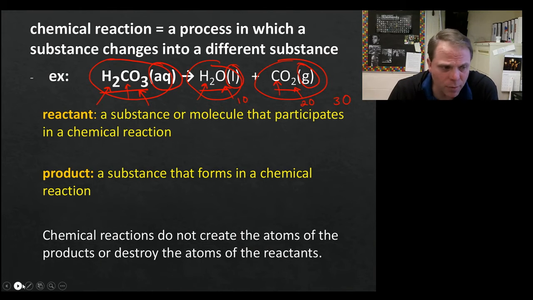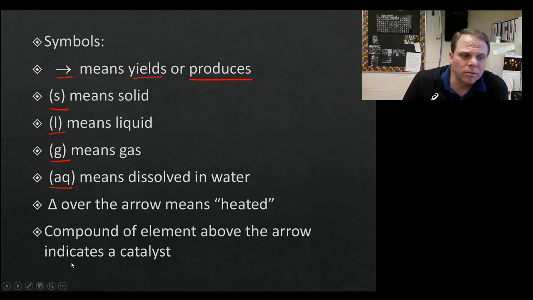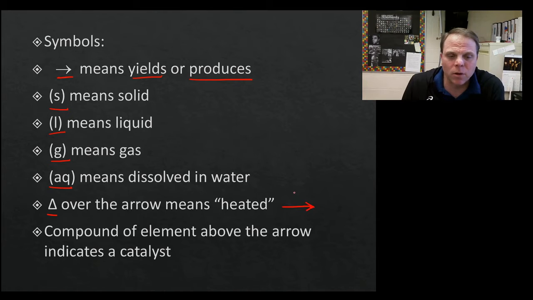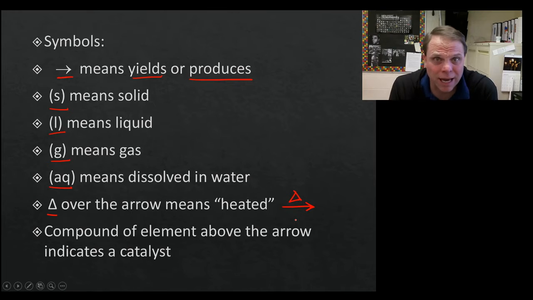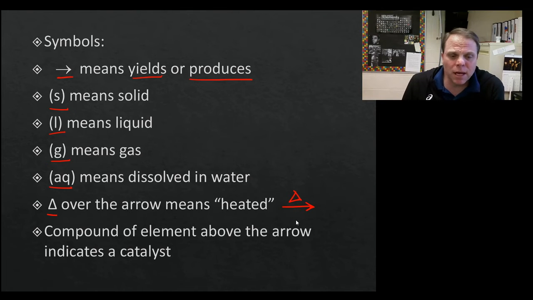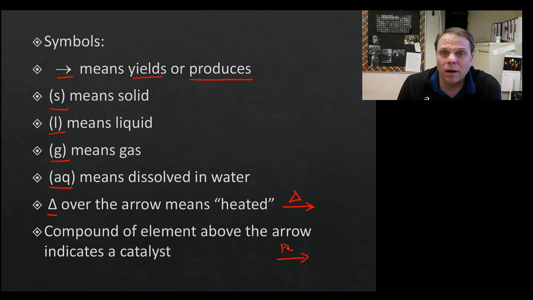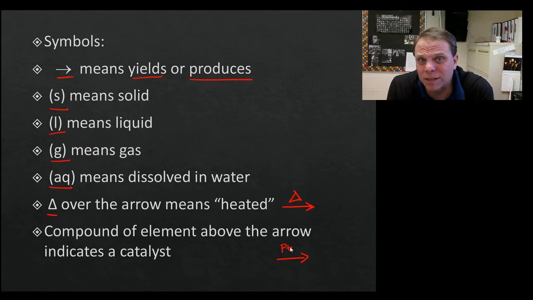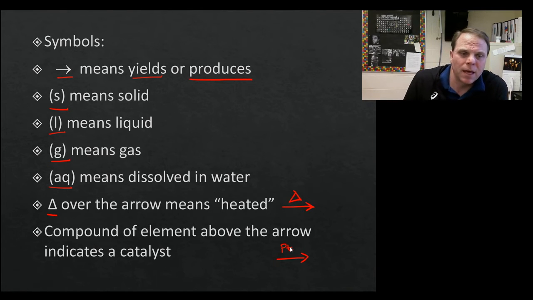Now, we also have an arrow, and sometimes a delta sign, a triangle. Sometimes we take that delta sign, we put it over an arrow to signify that we had to heat this material to actually get it to react. And then sometimes we're going to put an element or a compound above our arrow, and that indicates that a catalyst was necessary for this reaction to take place. So in this case, you might have, like, a catalytic converter needs platinum in order for the reaction to take place.